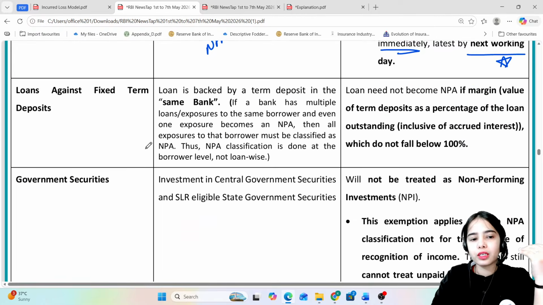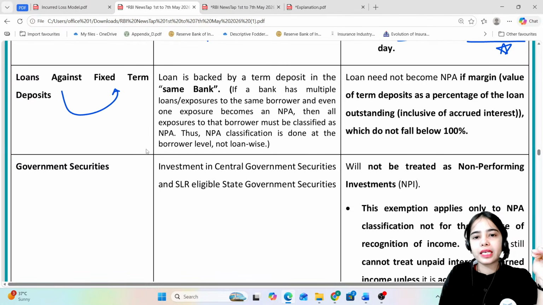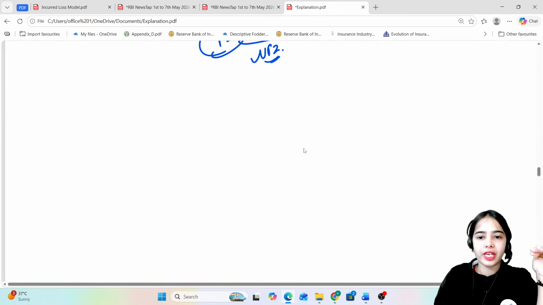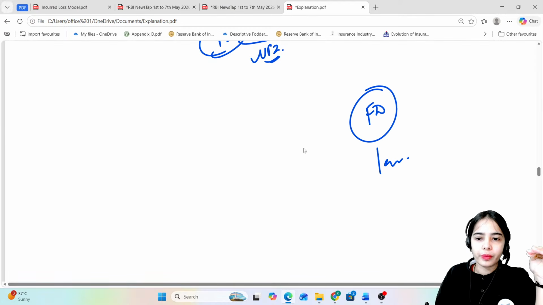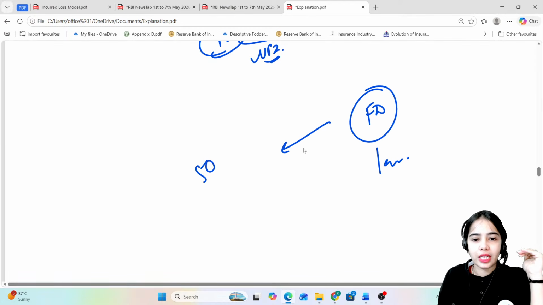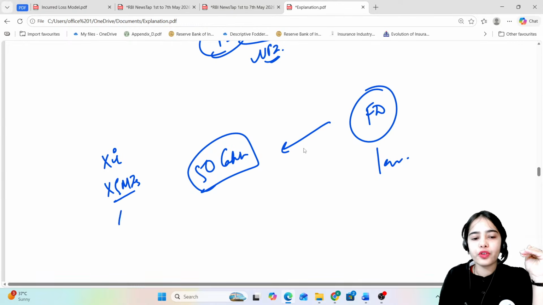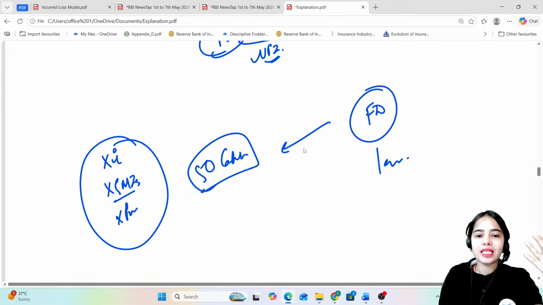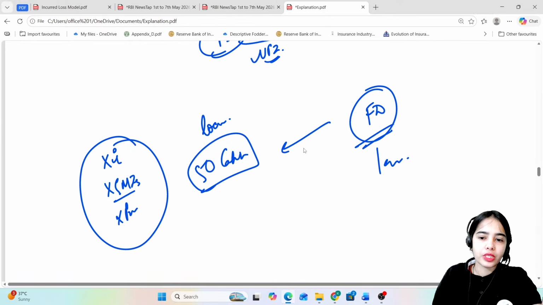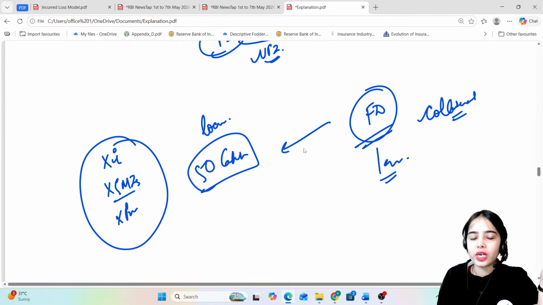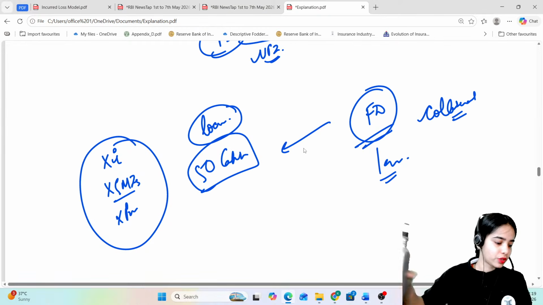Loan against fixed term deposits. So if a loan is given against a fixed term deposit, let's say that you have an FD of 1 crore and the loan that you have taken is 50 lakh. Even if you are not paying the interest, the EMIs, or the principal amount, can we say that this loan has become NPA? This is the loan and this is the fixed deposit of 1 crore, the collateral with the same bank. Can we say that this loan has become NPA according to you? Yes or no?